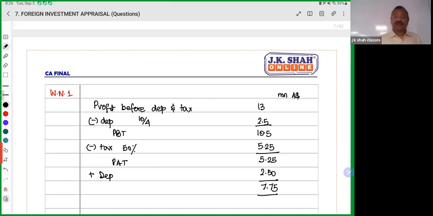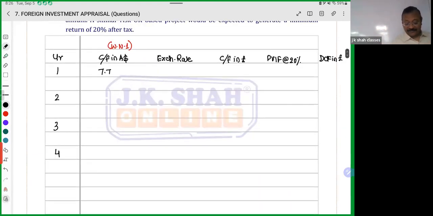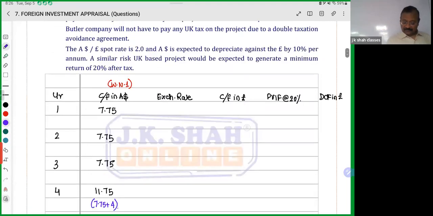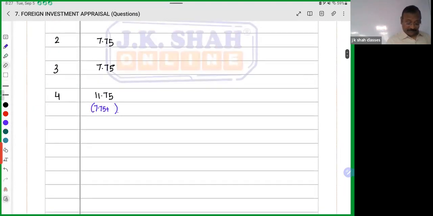So 7.75, 7.75, 7.75, and in the last year 11.75. Working capital realized. Okay, wait, working capital is 5, sorry, so the last year would be 12.75.